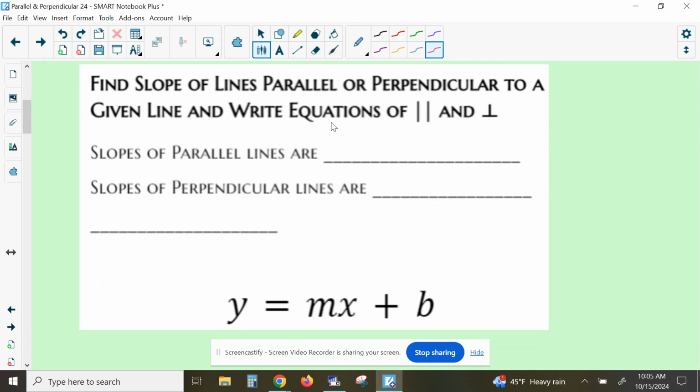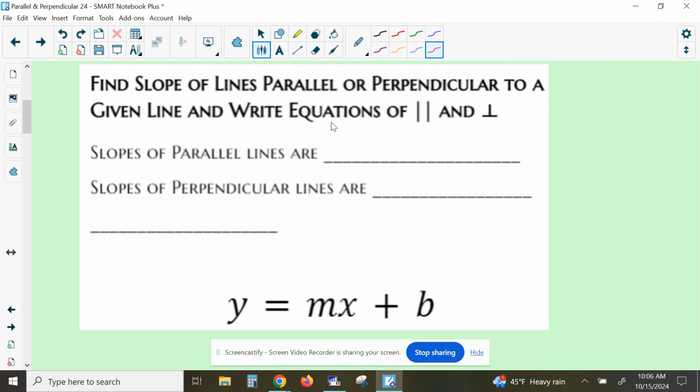Parallel lines. When lines are parallel, what do they look like? Two lines that are not connecting but go on forever. So if things are parallel, what happens to their slopes? What do you think is true about the slopes of two parallel lines? They're the same. Tell me about their slopes. They're going to be the same, right?